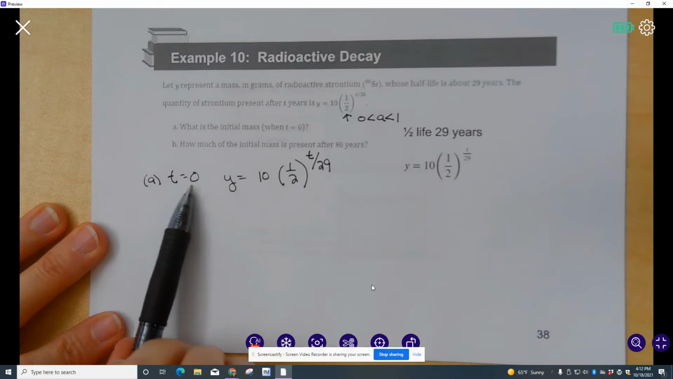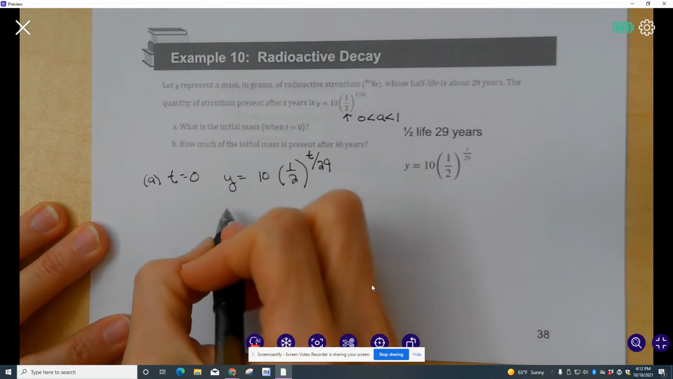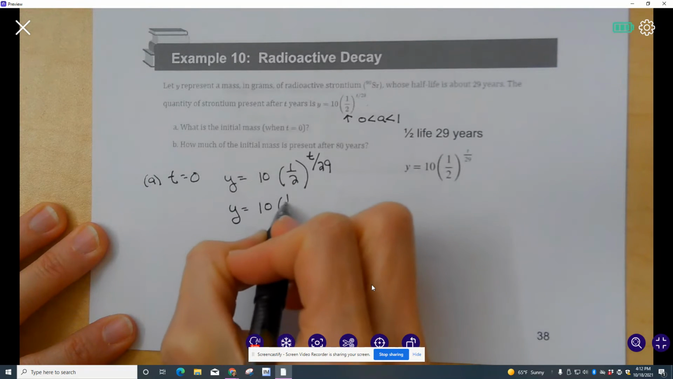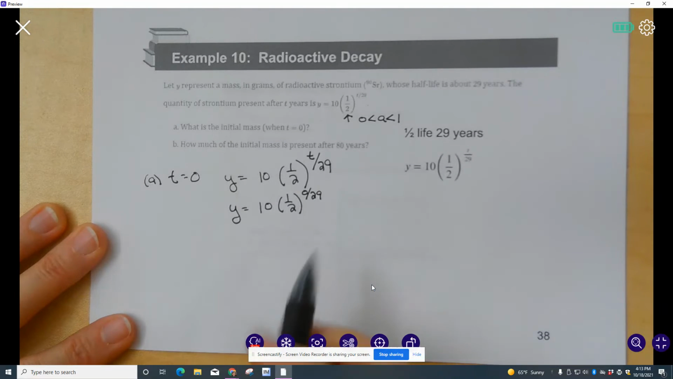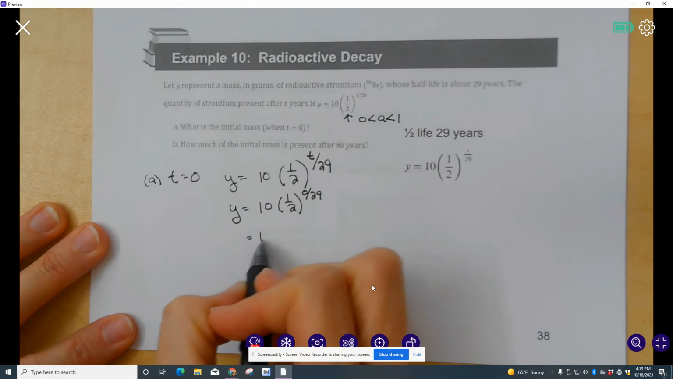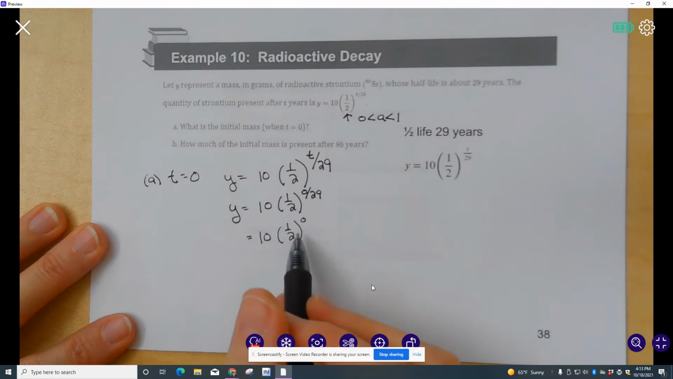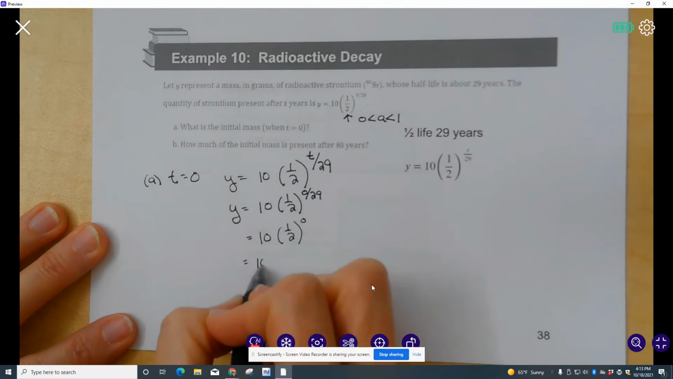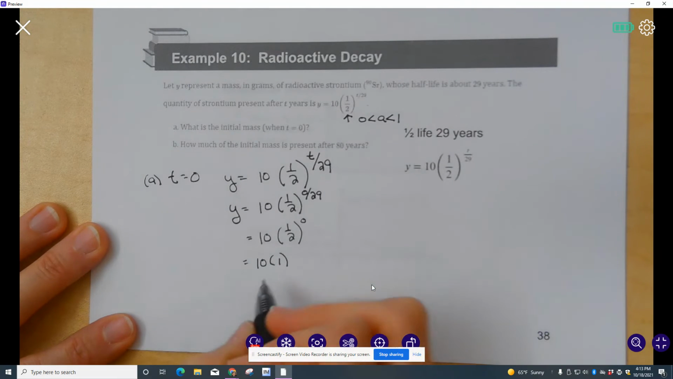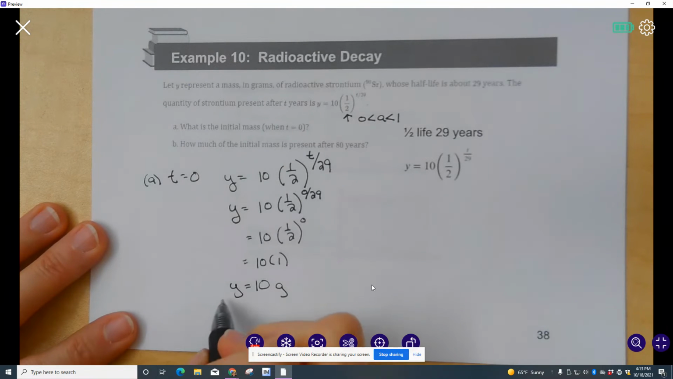So they're saying, hey, what is the mass when time is 0? So I'm just going to replace t with 0. I'm going to get y equals 10 times 1/2 to the 0 over 29 instead of t over 29. Anything divided by 0 is 0, so this is 1/2 to the 0. Anything to the 0 power is 1, so that's just going to be 10 times 1. So my initial mass is 10 grams. That's all they're asking for there, initial mass.